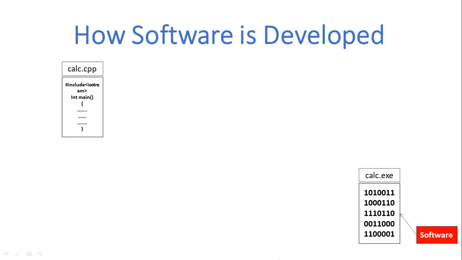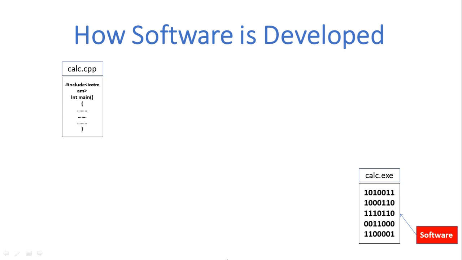So in the previous video I talked about the history of C++, and in this video I'll be talking about how software is built. So stay tuned. The main aim is to generate an exe file, and that is called software.